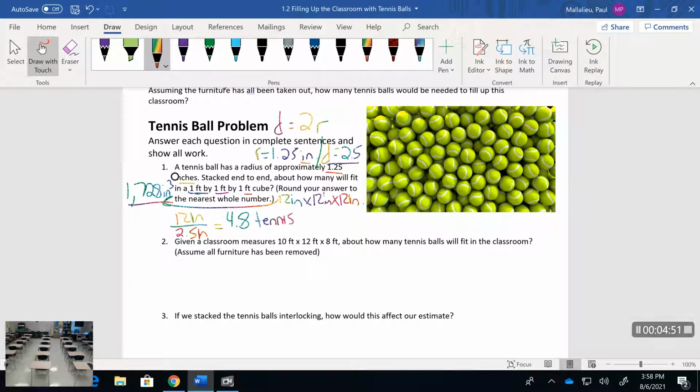But again, much like people, we don't want to know how many partial tennis balls can fit in, we want to know how many full. So we're going to have to say, okay, well, only 4 tennis balls fit in our 1 by 1 by 1.